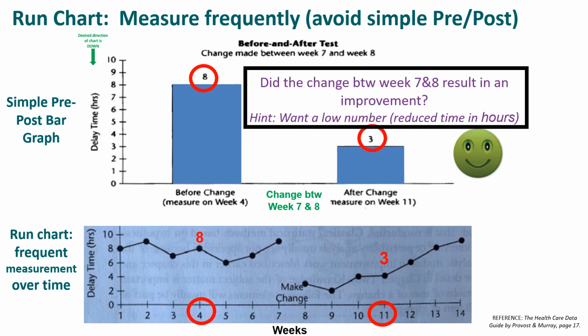But now look at this question. Did the change between week 7 and 8 result in an improvement? In other words, we want a low number. We want to reduce the time in hours. So if you look at that information, it's actually not an improvement because that number, the time delay, is going up.